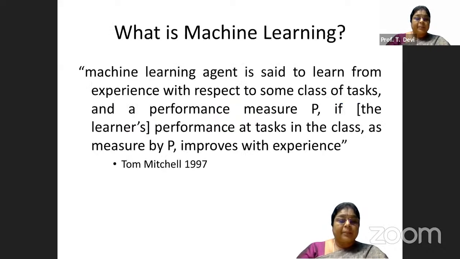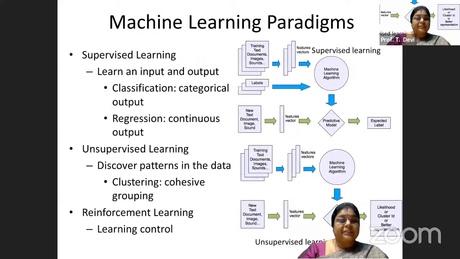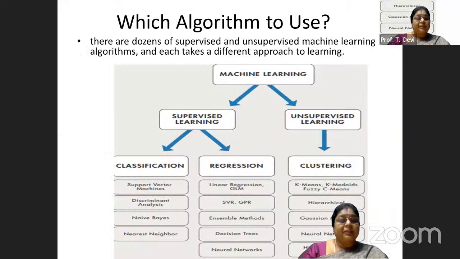How is that done? Using machine learning techniques. A machine learning technique is said to learn from experience with respect to some class of tasks and a performance measure P. This is the fundamental definition from Tom Mitchell in 1997 for machine learning. The performance at tasks in the class as measured by P improves with experience. Now that experience is given through supervised learning, unsupervised learning, and reinforcement learning. There are various types of learning techniques.